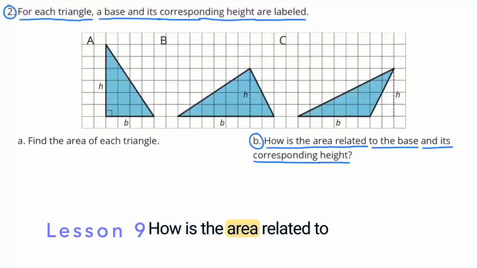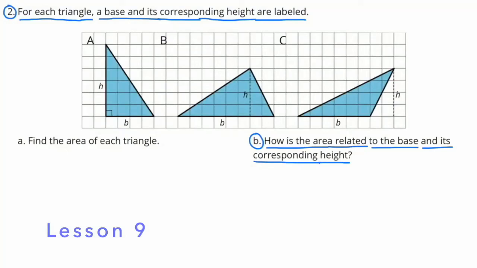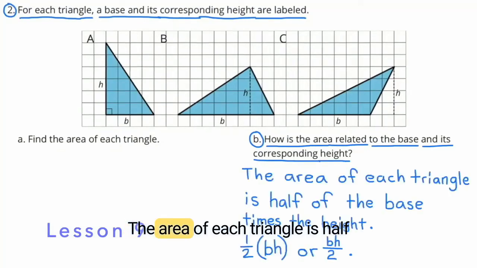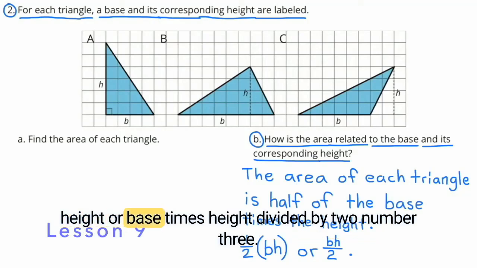B. How is the area related to the base and its corresponding height? The area of each triangle is half of the base times the height. You can write that as half of the base times the height, or base times height divided by 2.